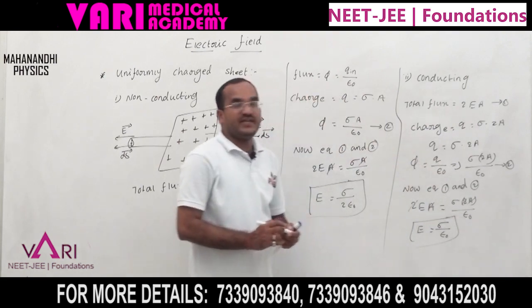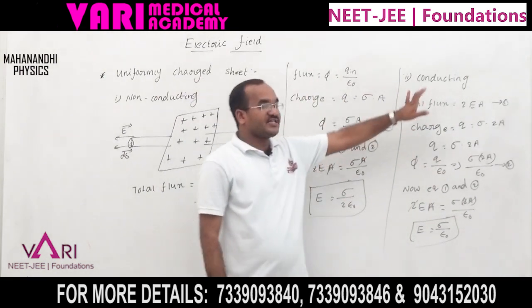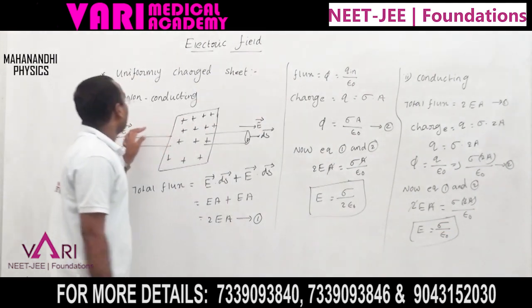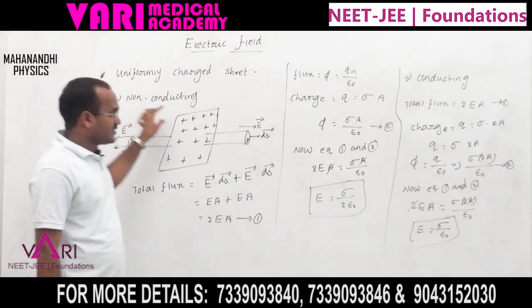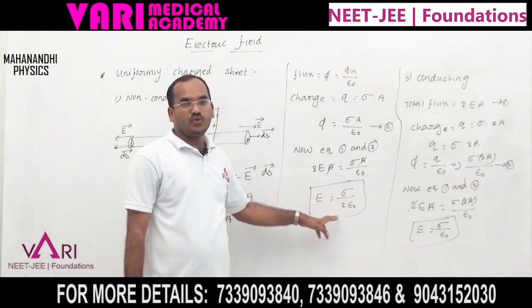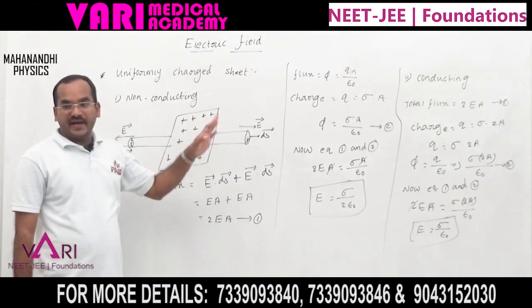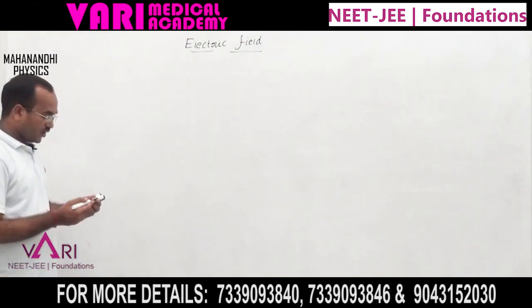For a conducting sheet, the electric field is E equal to sigma by epsilon naught. For a non-conducting sheet, E equals sigma by 2 epsilon naught. This is the explanation of non-conducting and conducting sheets. Now the third one.